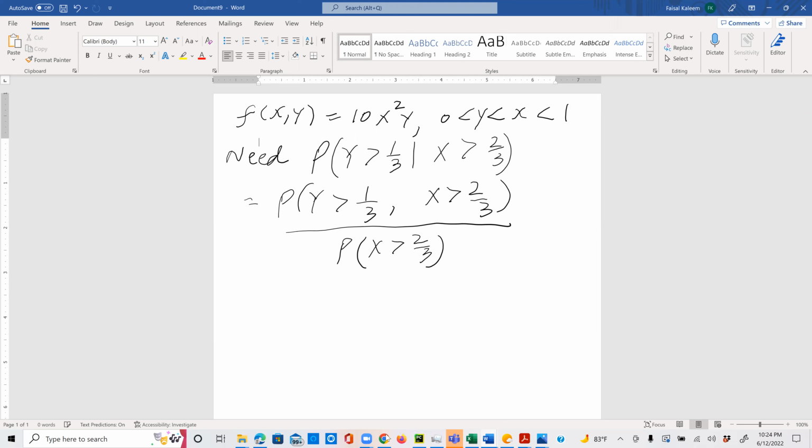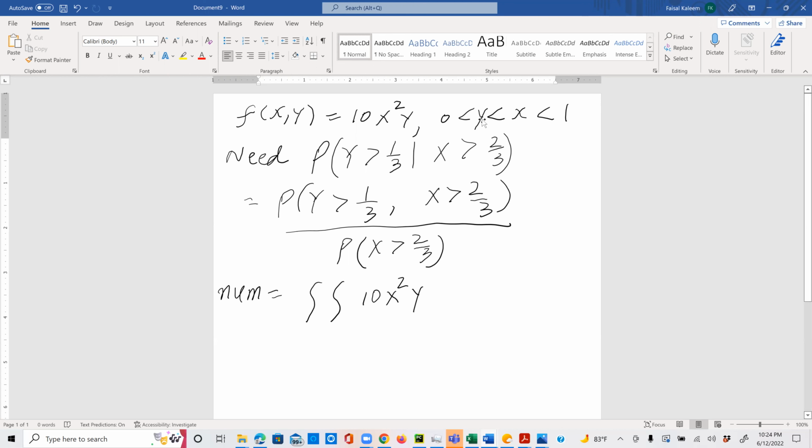And so we will evaluate numerator and denominator separately. So numerator, y greater than 1/3 and x greater than 2/3. So we will double integrate the function 10x squared y.